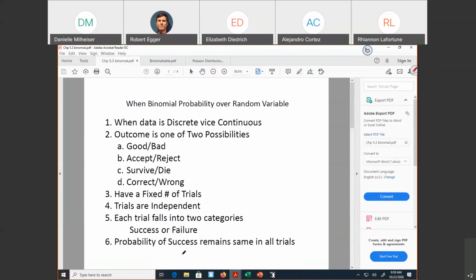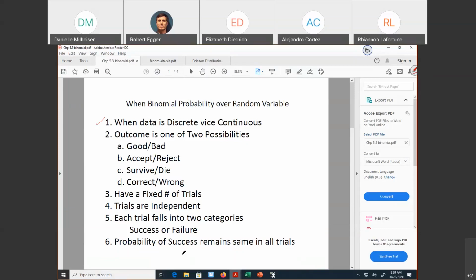Gate 1, data has to be discrete versus continuous. So we're talking about counts: 0, 1, 2, 3, 4, 5, 6, 7, 8, 9, 10, ad infinitum. So the data has to be discrete for starters.